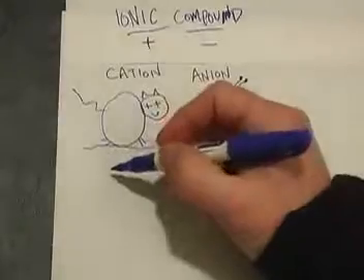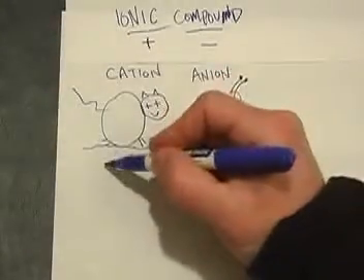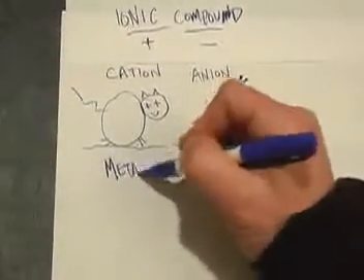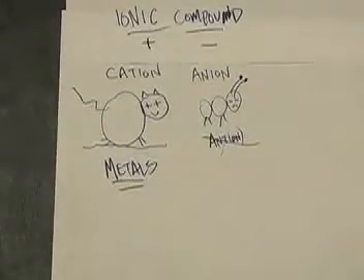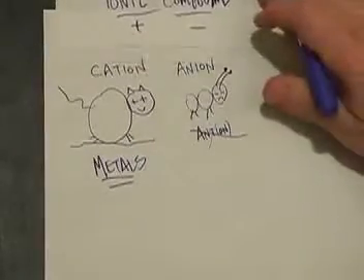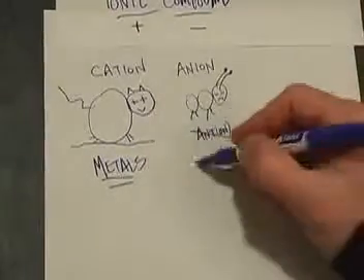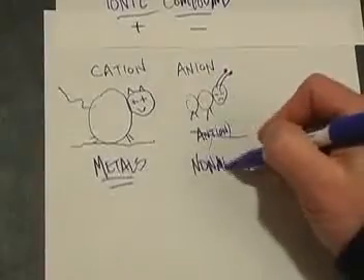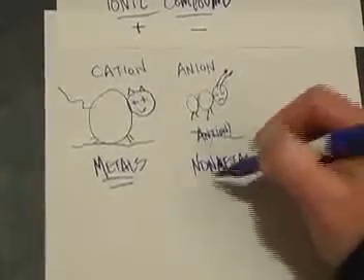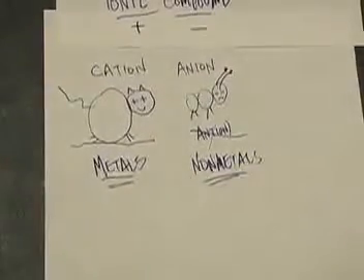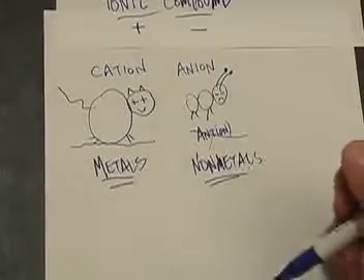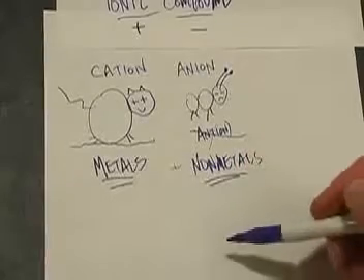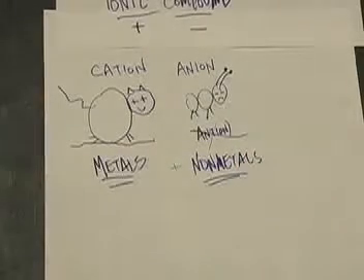Now the cations are 99% of the time metals. Metals on the periodic table, and this is why it's so important to know where the metals are on the periodic table and identify them in a snap. The anions are most of the time nonmetals, or they're combinations of metals and nonmetals that have an anion or a negative charge. When a metal and a nonmetal come together, it forms what's called an ionic compound.